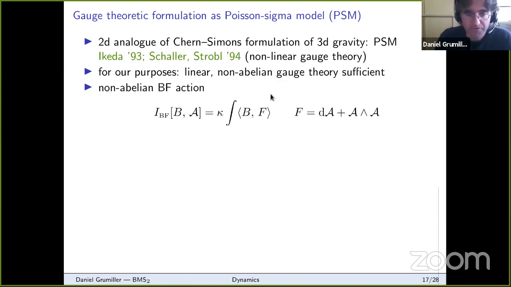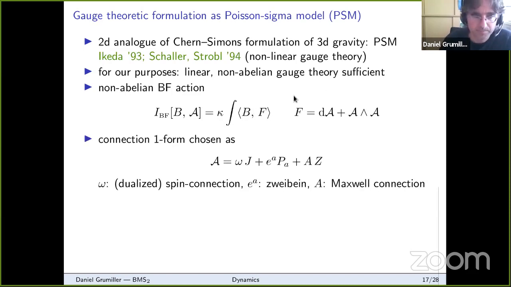So the non-abelian BF action, that is the analog of the Chern-Simons formulation of 3D gravity, is written here. It's called BF action because the Lagrangian is BF. B is some scalar field, and F is the non-abelian field strength associated with some connection A. Kappa is some coupling constant similar to the Chern-Simons level, and these brackets here denote some invariant bilinear form on this gauge algebra.